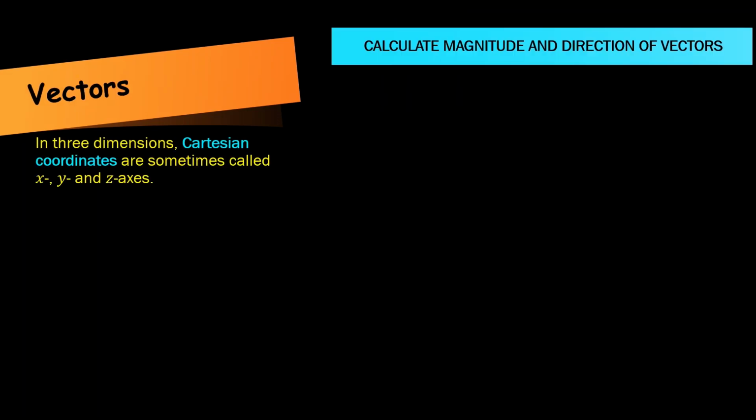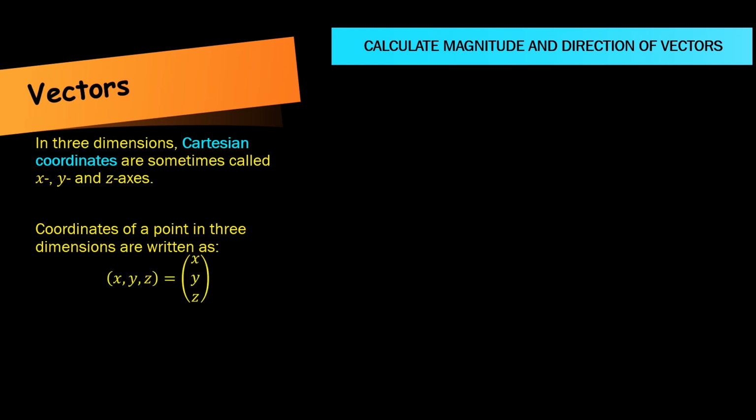In 3 dimensions, Cartesian coordinates are sometimes called x, y, and z axes. Coordinates of a point in 3 dimensions are written as (x, y, z), or vertically x, y, z as shown here. We can also represent these on a diagram with the x, y and z axes as shown, intersecting at 0, or the origin, at right angles.